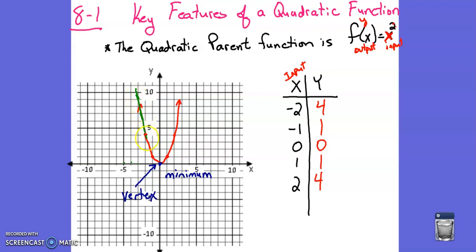It's getting lower. It's getting lower. It's getting lower. And then it's decreasing from here to here all the way until it gets to the vertex. And then after that, it starts to increase. So again, we have a decreasing function, and then we have an increasing function. So that's something you need to pay attention to.